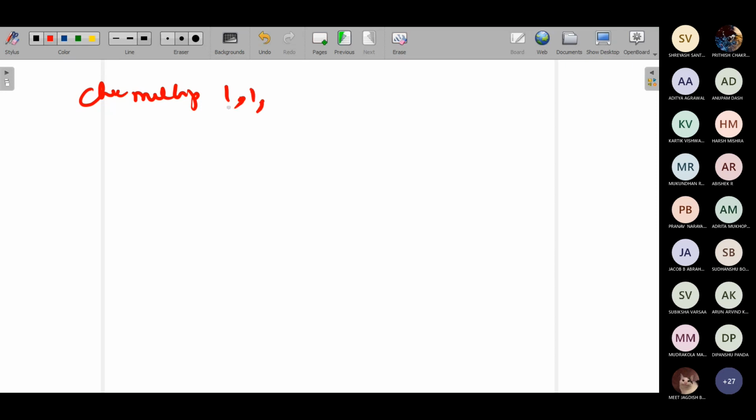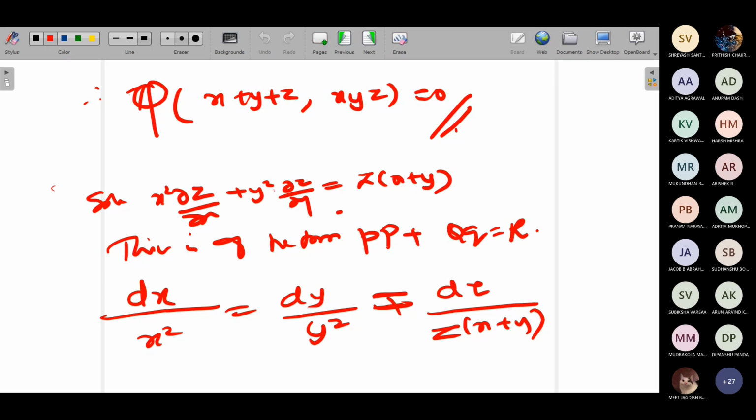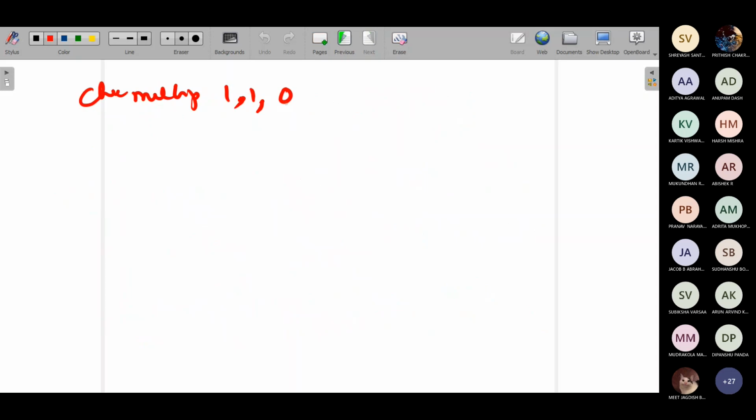1, 1, 0. What makes the difference if you choose the multipliers 1, 1, 0? Anything becoming 0? x square plus y square, no. So there is no point in choosing the multipliers. So you can take the first two ratios.